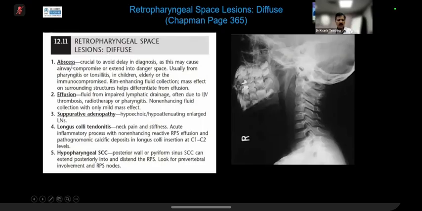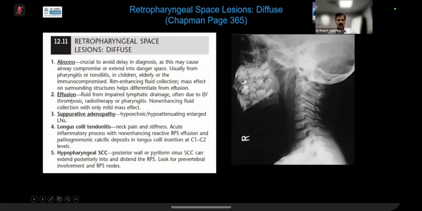So this is the retropharyngeal space. And the key thing is, an abscess is crucial to diagnose and avoid delay, as this may cause airway compromise and extend into the danger space. Remember that. And it will go into the mediastinum. So if you miss it, it's a bad miss. And beware of a normal variant which has got effusion.